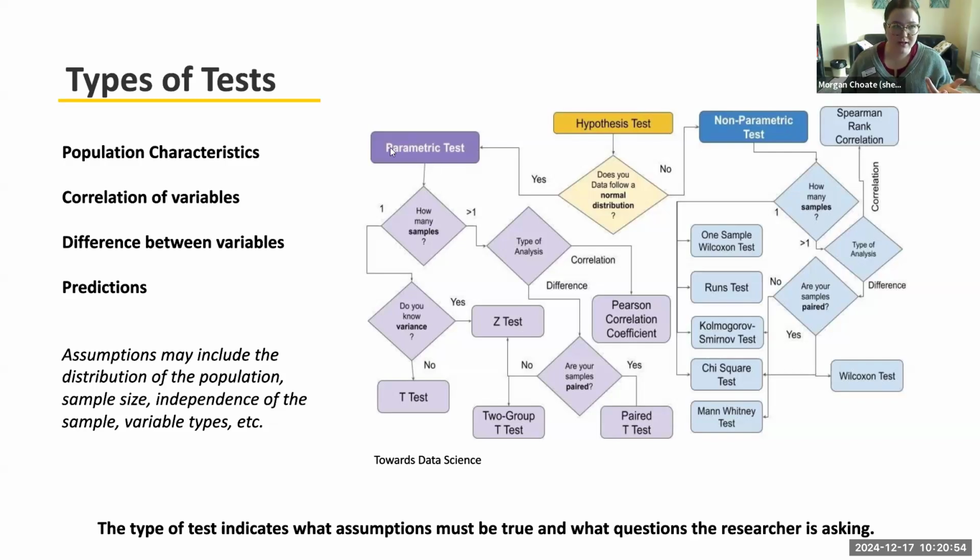So parametric here, if you ever see that word, it's just referring to something normal. Non-parametric is non-normal. But distributions kind of make or break what type of tests you can actually use and have trustworthy results.